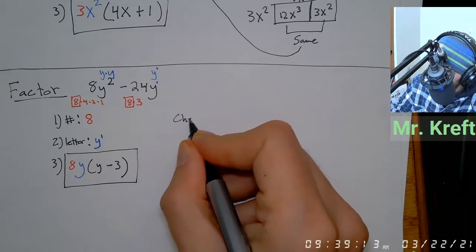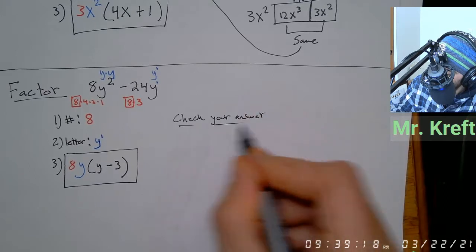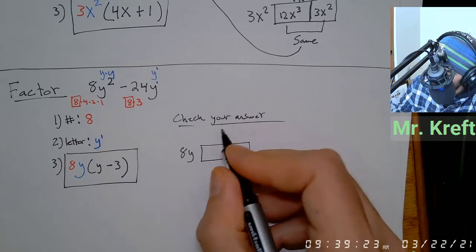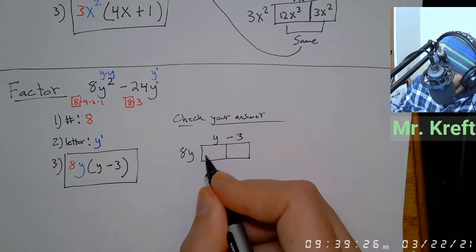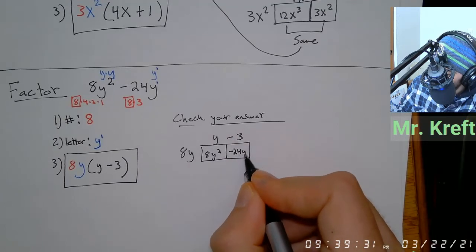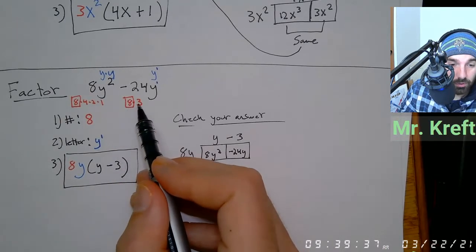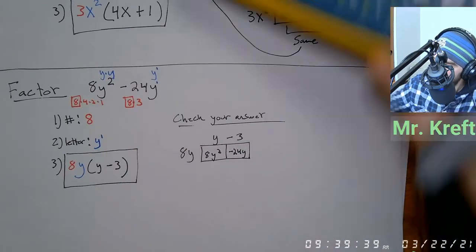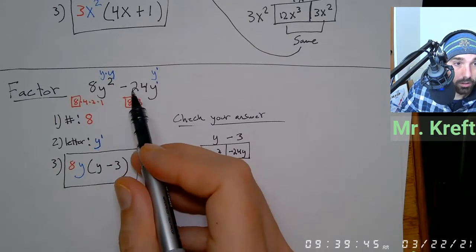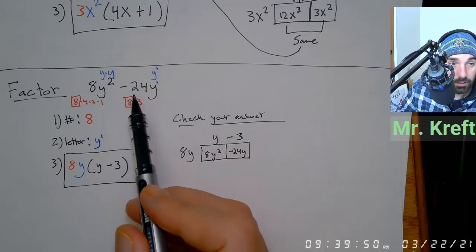And you can always check your answer. Right? We could get 8y, and then I have a box here, so y minus 3. So I get 8y squared, and I get negative 24y. How did I get 3? Because I know 8 times 3 is 24. Am I wrong there? Did I? You know, I'm prone to mistakes. So 8 times 3 is 24, right? So I got the 3 because I have to get 24 here, right?